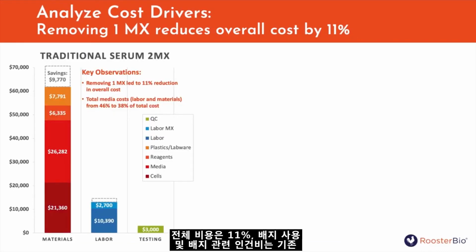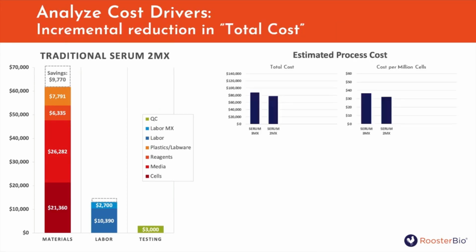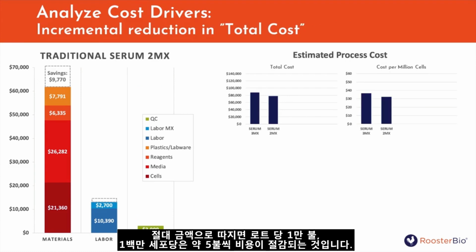We can immediately see that this process change has reduced our overall costs by 11%, and the total percent of costs for media and media associated labor from 46% of the overall costs to 38%. We see this impact in our overall total cost savings of around $10,000 per lot, and an incremental reduction of approximately $5 per million of our hMSCs produced.